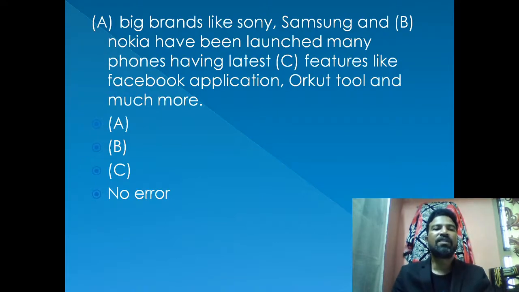Well, here we go. The answer is in part B of the sentence. Big brands like Sony, Samsung, and Nokia have been launched. We don't have to use "have been." It should be "have launched." "Been" is not required, because "have been launched" becomes a passive form, meaning launched by somebody. Samsung and Sony have not been launched by someone, because the company directly launched them. Therefore, "big brands like Sony, Samsung, and Nokia have launched" is the correct option rather than "have been launched." So the error is in part B of the sentence.